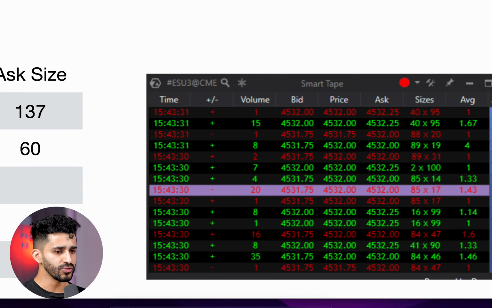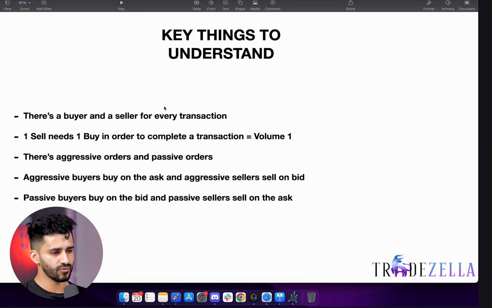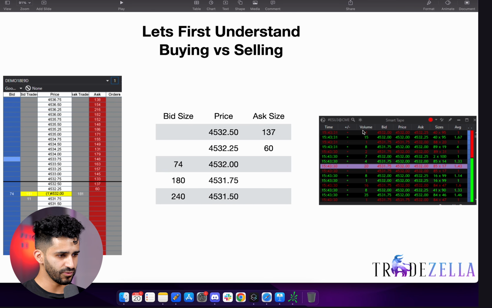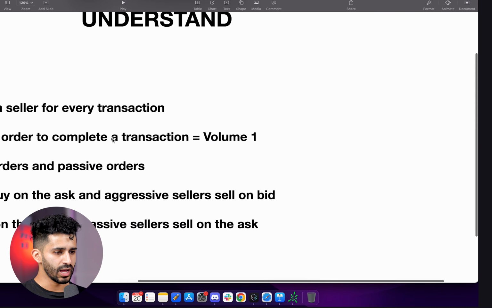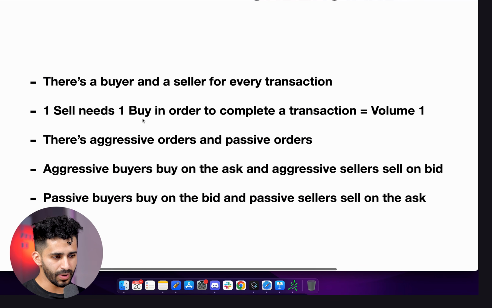Now, a few things we need to keep in mind for putting the orders together is there's a buyer and seller for every transaction, right? So if you see volume 1, there was a buyer, there was a seller, they came together, and the volume was 1. The volume is 15 buyers, 15 sellers, or 15 shares sold, 15 shares bought equates to volume 15, right? Now, obviously, the question is, at this 15, was it aggressive buying or aggressive selling? Here was aggressive selling. Here was also aggressive selling, right? Once again, one sell needs one buy in order to complete a transaction, which equates to volume being 1.